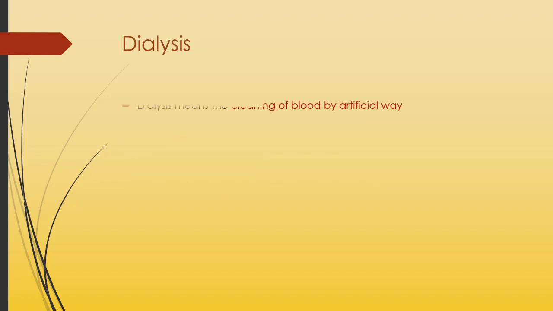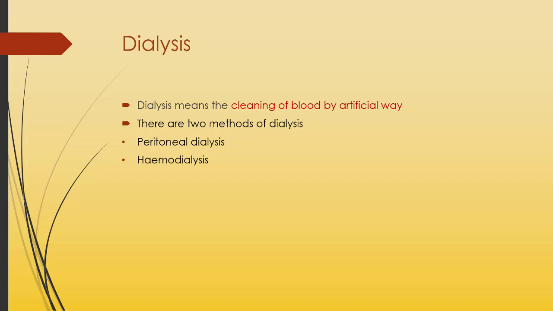Dialysis. Dialysis means the cleaning of blood by artificial way. Actually students, in this method, the blood of a body is cleaned up by an artificial way or a machine. There are two methods of dialysis. First one, peritoneal dialysis, and the second one, hemodialysis. Now we will study these methods one by one.